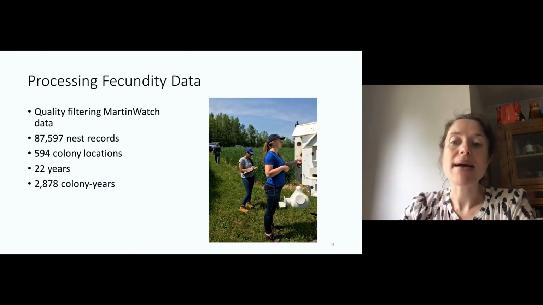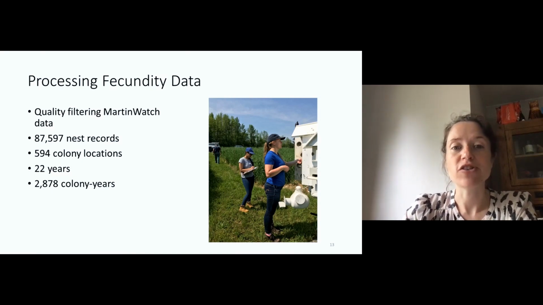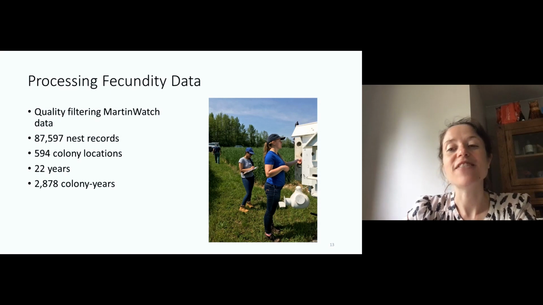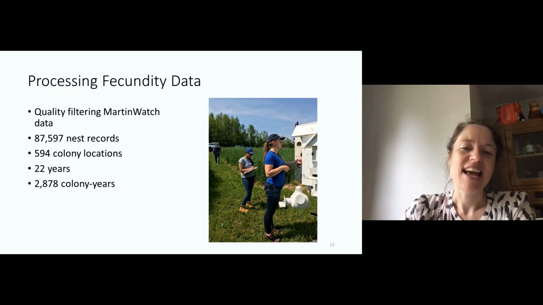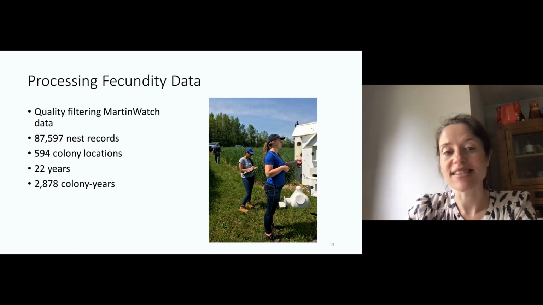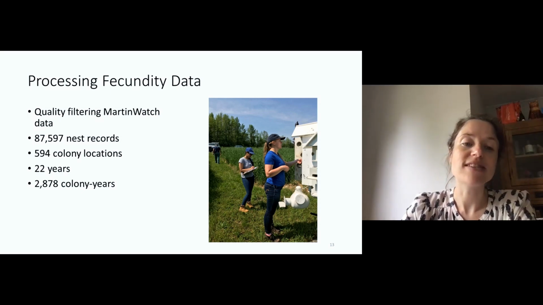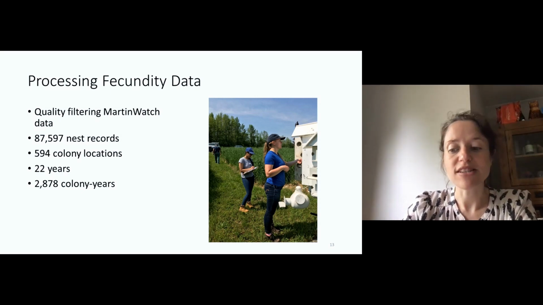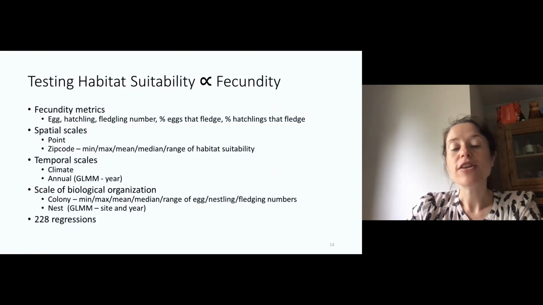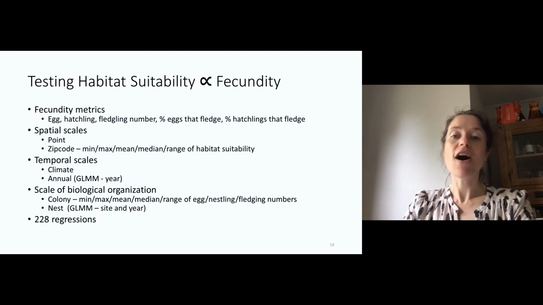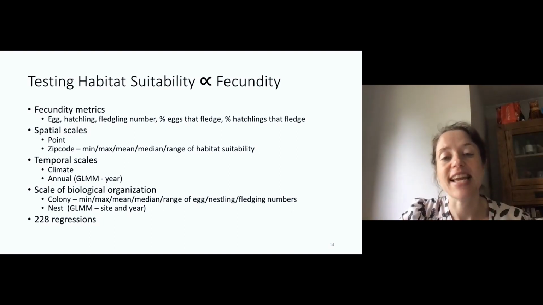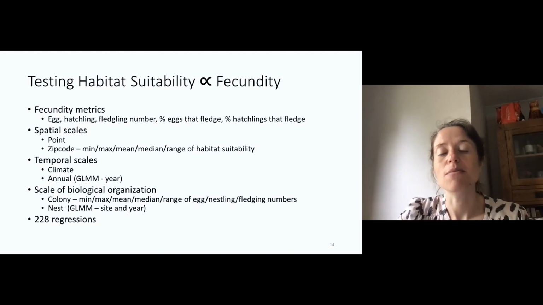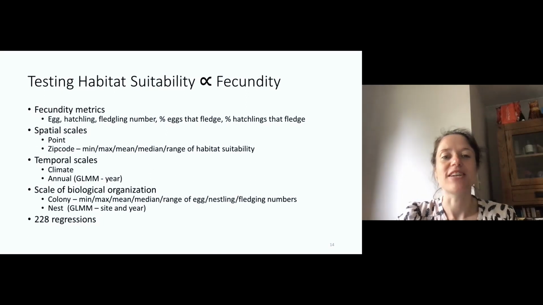So this would be where many conservation studies would be forced to stop. But we had the advantage of this Project Martin Watch data. We used data from more than 87,000 nests from close to 600 colony locations across the range over 22 years. It's a great data set. So we used this data to work hard to try to look for a link between habitat suitability in the model and Purple Martin fecundity.